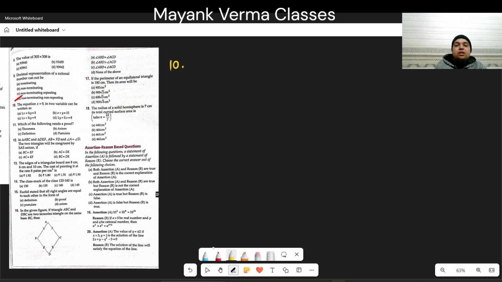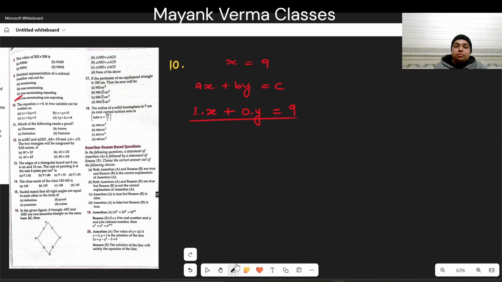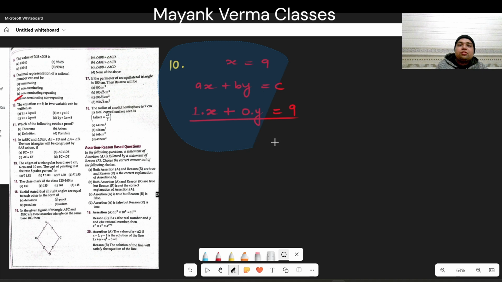Question 10 says the equation x is equal to 9 in two variables can be written as what? See, x is equal to 9 is given to me, so I need to write it in the standard form, ax plus by is equal to c. So a here is 1 times x plus y term is not there, so 0 times y is equal to c, which is 9. So option C will be the correct option. Now let's see the 11th question.